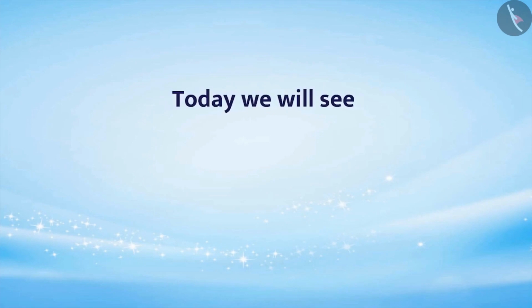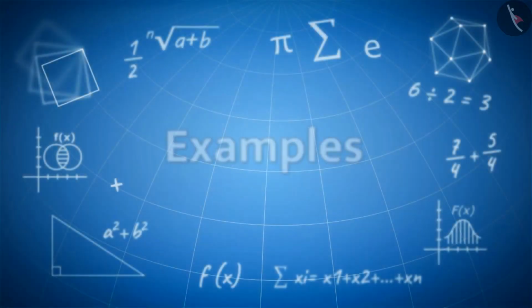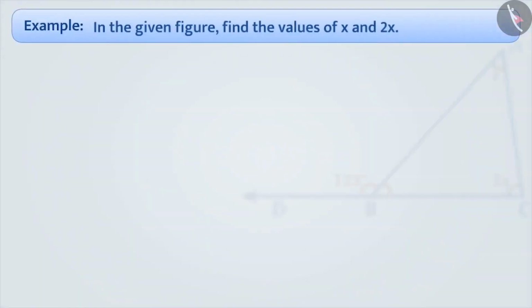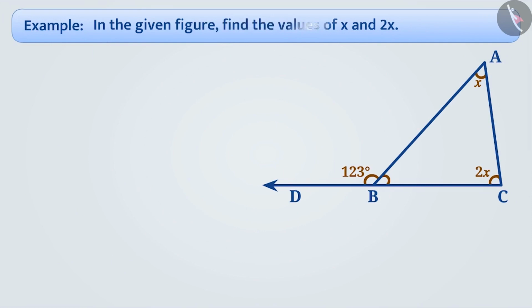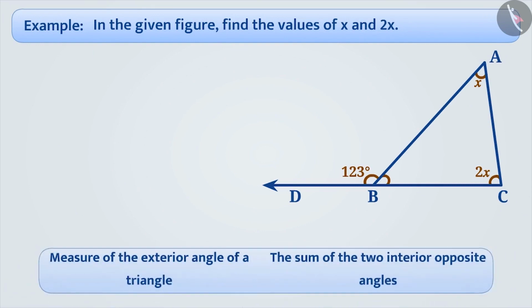Today we will see some examples based on the exterior angle property of a triangle. Find the values of x and 2x in the given figure. The exterior angle property of a triangle tells us that the measure of an exterior angle of a triangle is equal to the sum of the measures of its interior opposite angles. Can we solve the given question based on this understanding? Think for a while.